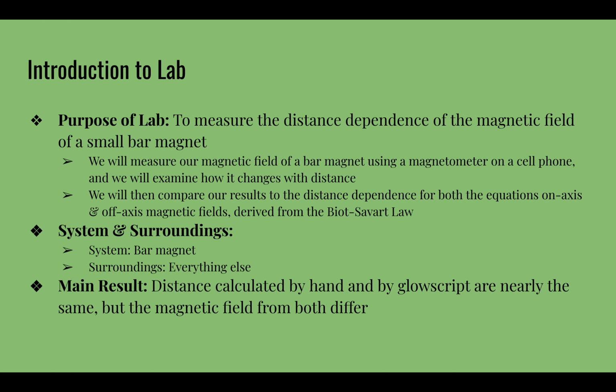For the purpose of this experiment, our system will be the bar magnet and our surroundings will be everything else. As a preview of the main result, the distance calculated by hand and by GlowScript are nearly the same, but the magnetic field from both differ.